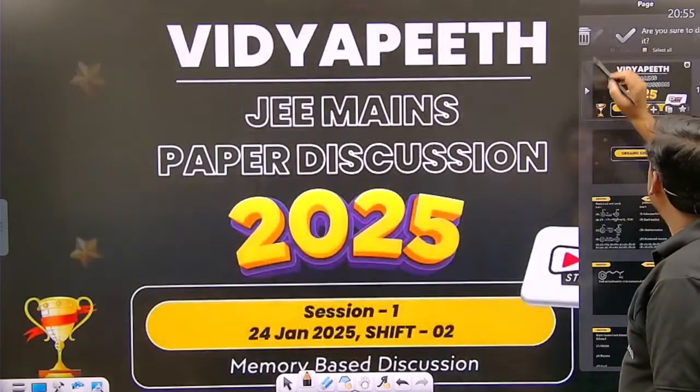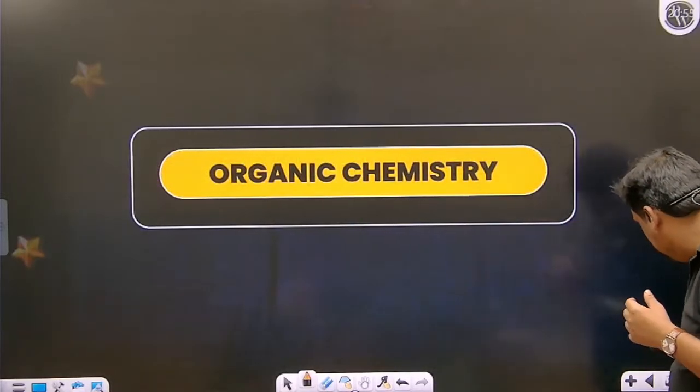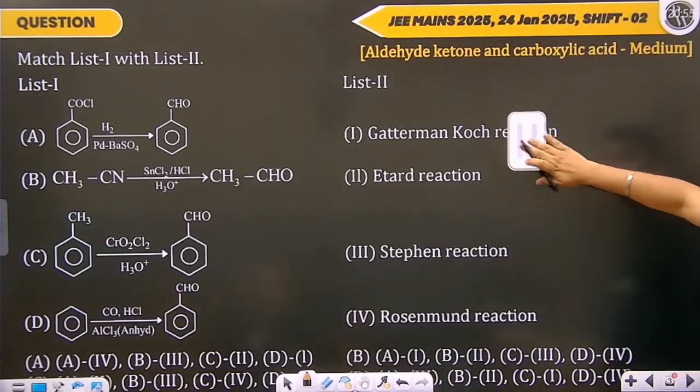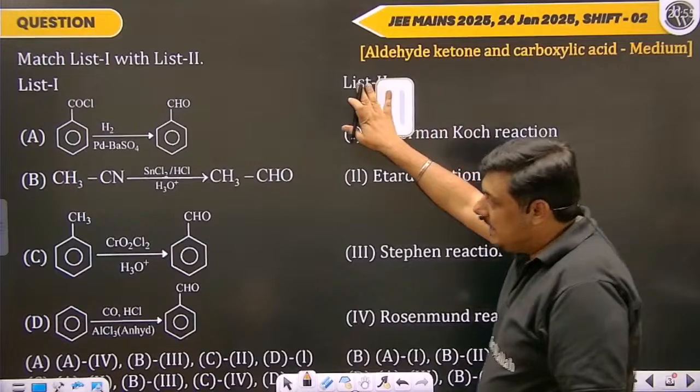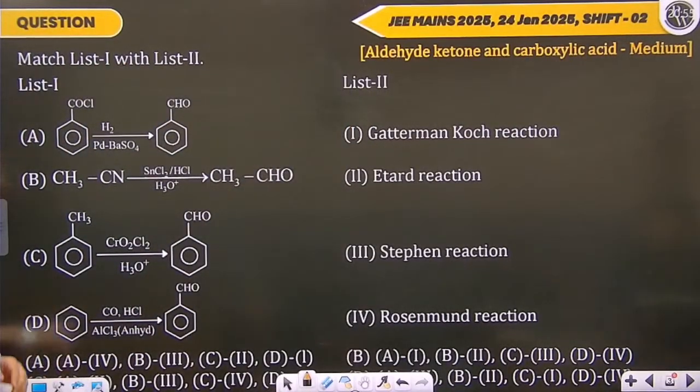Today's chemistry paper discussion we will begin with organic chemistry first. And in organic chemistry, the very first question that we have is from aldehyde, ketone and carboxylic acid. It is from the name reaction part. We just need to match the given reaction with its correct name.